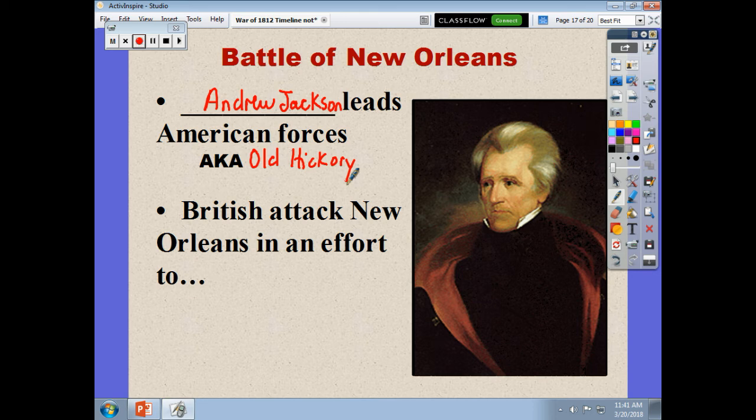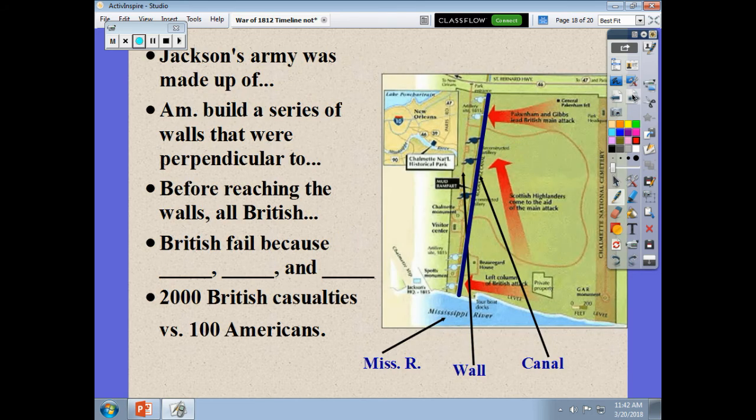He is known as a guy that does not break. He is strong like a piece of wood. Hickory is known for the fact that it's flexible, but does not break. And why do the British want New Orleans? Because they want to control the Mississippi River. Imagine this is the river here. Here's New Orleans down at the bottom. If the British can control the Mississippi, they can launch attacks into the United States from almost anywhere along the Mississippi River. So they want to make sure that they have this river.